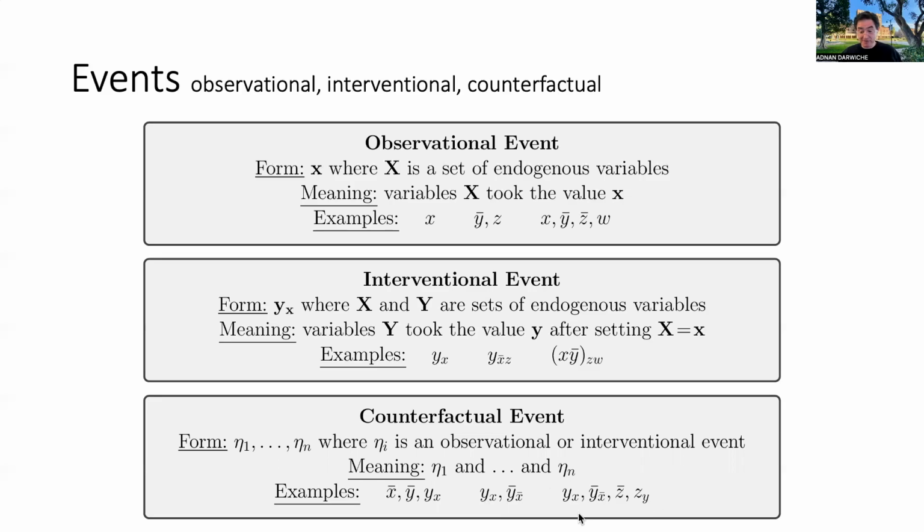What happens here? We have three interventional events, this and that, and we have an observational one, and we just put them together. If I set X to true, Y is true. If I set X to false, Y is false. Z is false. If I set Y to true, Z would be true. I hope this is clear. Pretty simple, but at least now we have formally defined the notion of an event being observational, interventional, or counterfactual.